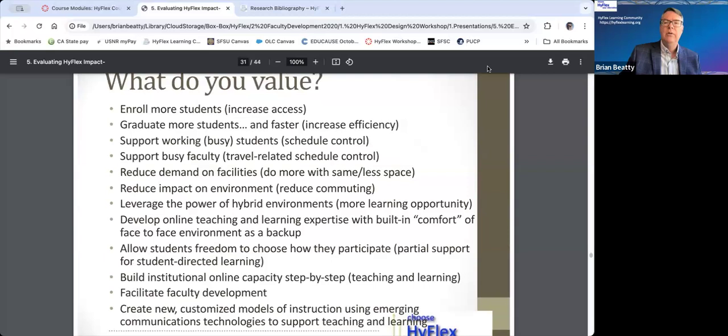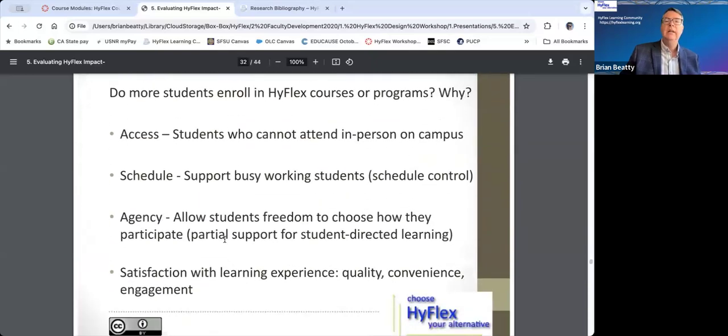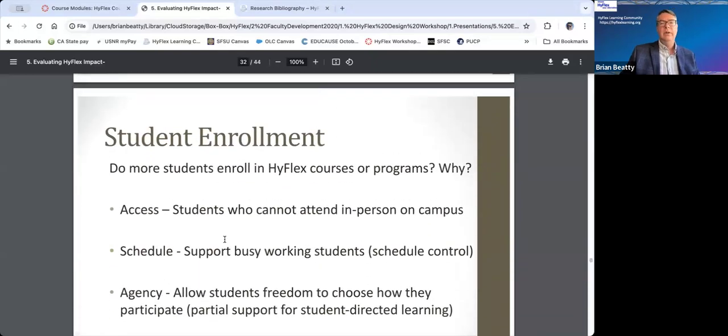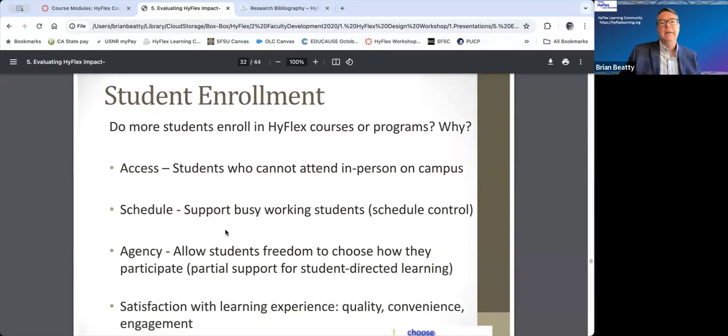Would you want to see whether or not it actually is playing out the way you hoped it would in your particular context? Could be around the students, could be around the faculty, could be around the courses. Are you getting the enrollment you expected? Are you getting access to students? Are you giving access to students who couldn't have access before? You might ask them about that. You might do some looking.